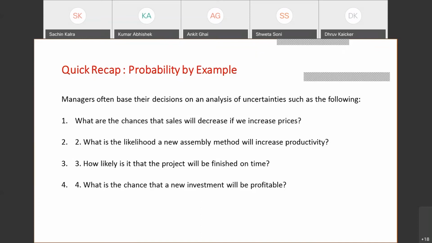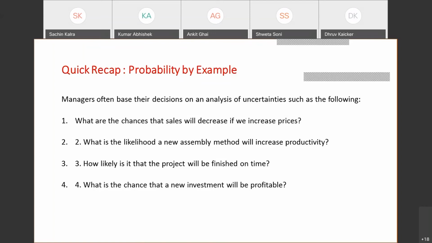Now, some examples of probability. What are the chances that sales will decrease? What are the chances that the price of the stock I purchased will increase or decrease? What is the likelihood? Likelihood is another term used for probability. What is the likelihood a new assembly method will increase productivity?